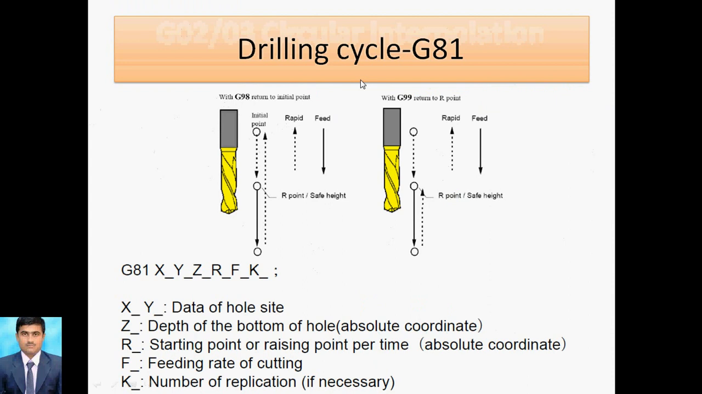Now we mention the drilling cycle. The drilling cycle is indicated by G81. So G81 indicates the drilling cycle. XYZ is the coordinate system. R is the reference value, or you can say the absolute value, that indicates the height. F is the feed rate. Here R you can mention, that is where the tool will approach into the workpiece. That is why we say R. F is the feed rate, and K is the number of repetitions if necessary. So this is regarding the drilling cycle.